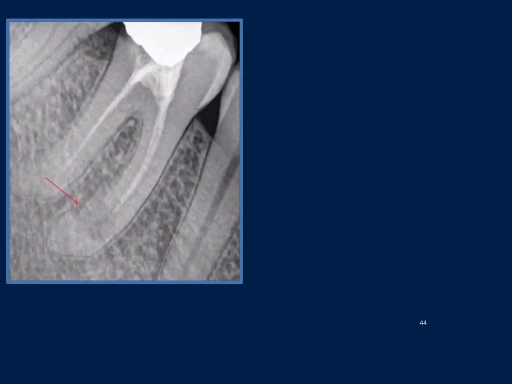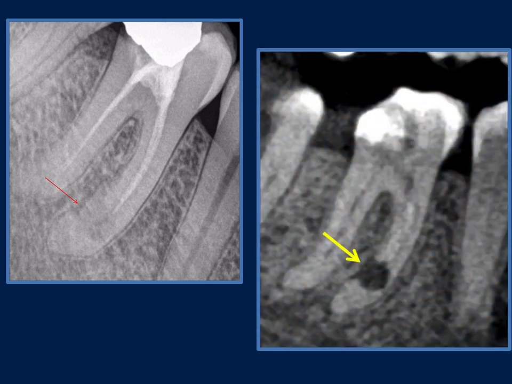Another thing, if you look carefully here in the mesial root, we have radiolucency. But what is this radiolucency? Is it internal or external resorption? I could not know easily. Let's take cone beam. Cone beam will show me we are dealing here with external resorption.